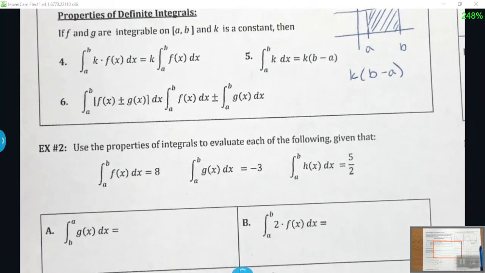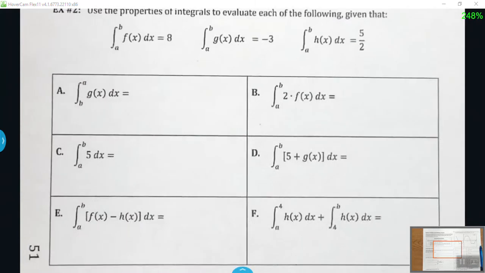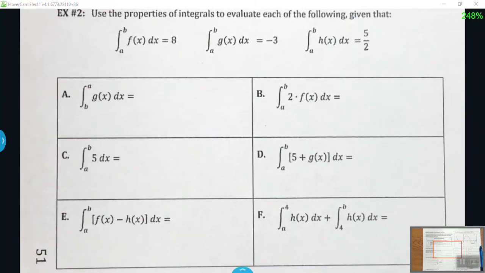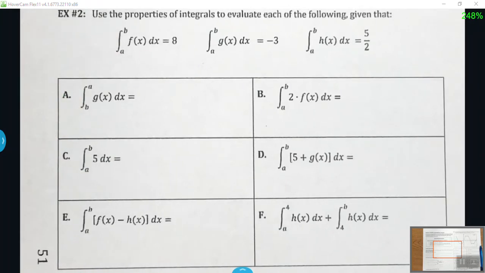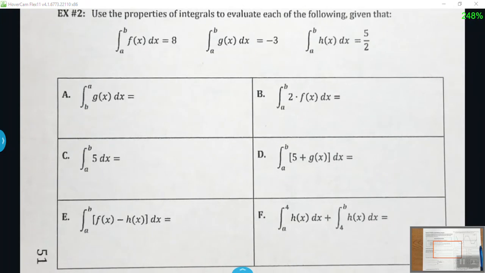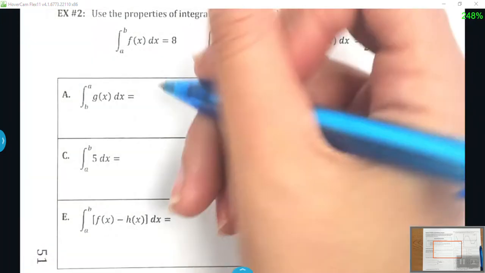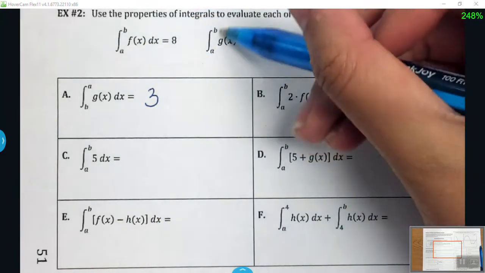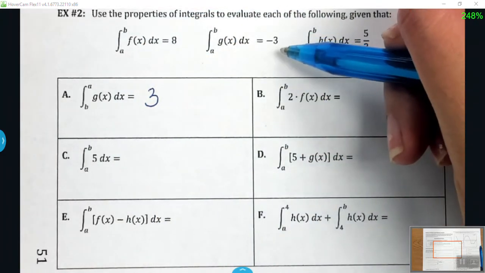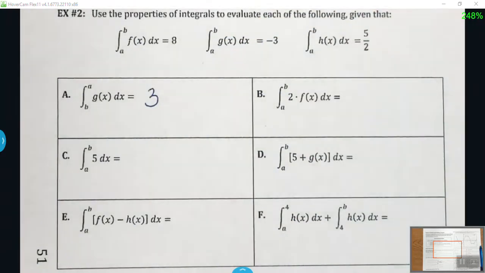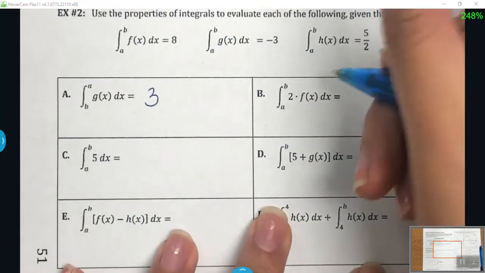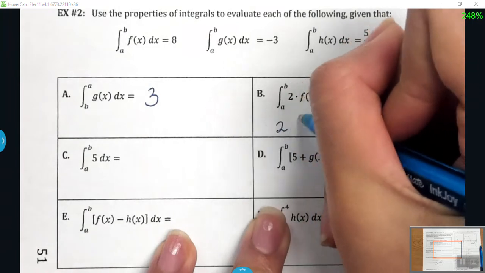So these three properties we will use to answer questions where they give you part of the integral and you have to figure out things being done to it. So what's the integral from b to a of g of x? Yes, because a to b of g of x is -3, so b to a would be +3. For part b, remember 2 can come outside of the integral.